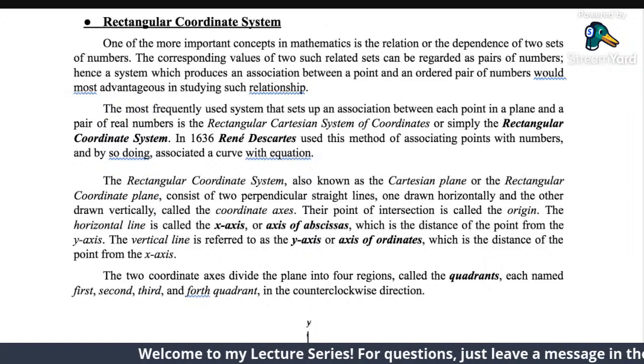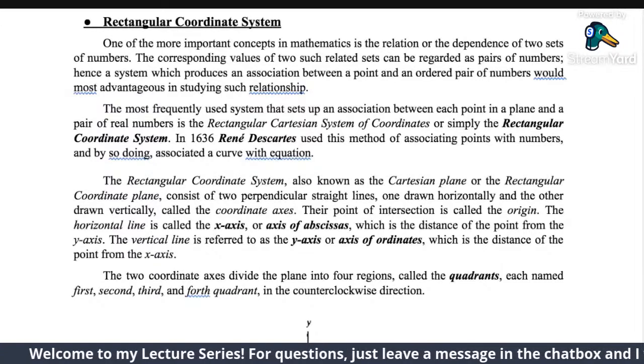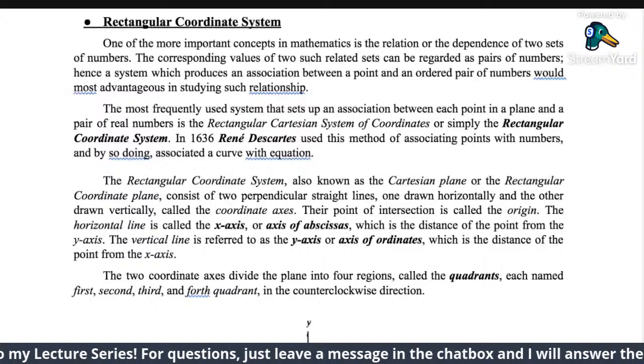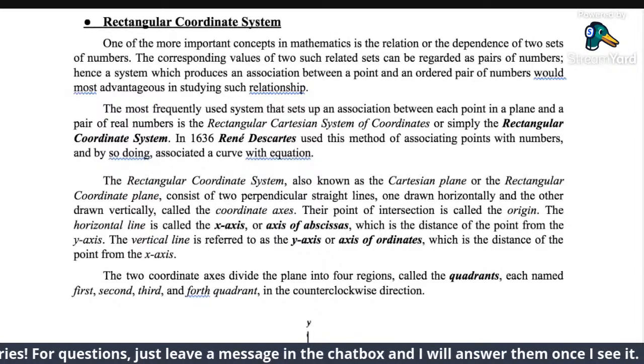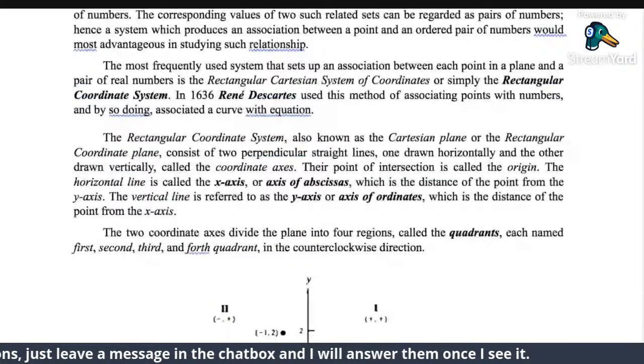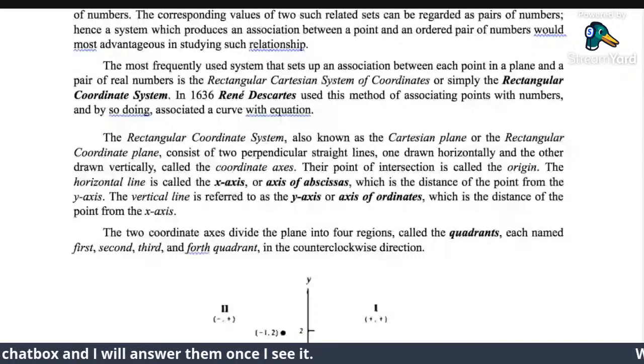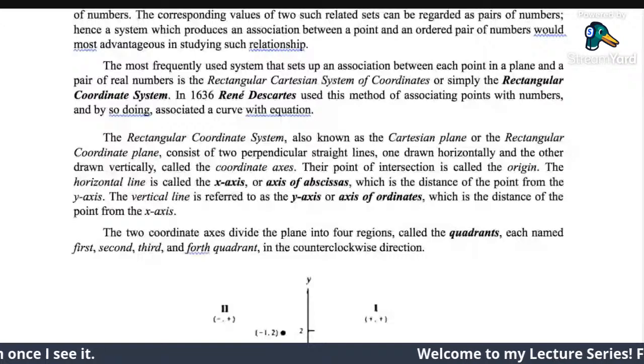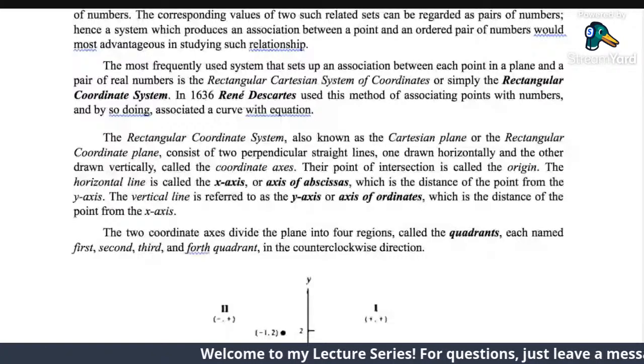So the abscissa is the distance of the point from the y-axis. Then we also have the vertical line, which is your y-axis, and the ordinate is the distance of the point from the x-axis. The plane is divided into four quadrants. We have quadrant 1, 2, 3, and 4.